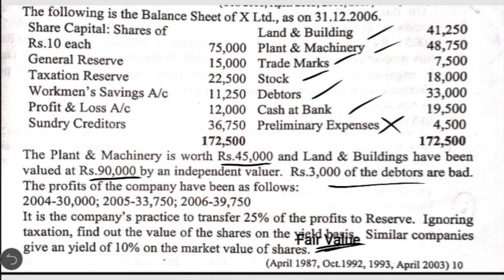From these totals, we are going to deduct the external liabilities. If you check the liability side, share capital is not a liability, general reserve no, taxation reserve no. So here one clarification, if it is a provision for taxation, it is a current liability. But taxation reserve, it's like any other kind of reserve, it is not a liability. Then workmen savings account, yes, it is a liability. Profit and loss account, no. Creditors, yes. So these are the two liabilities we find.